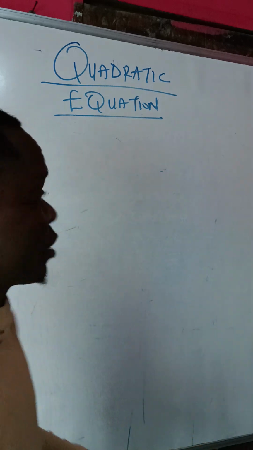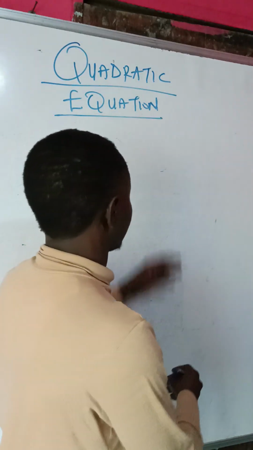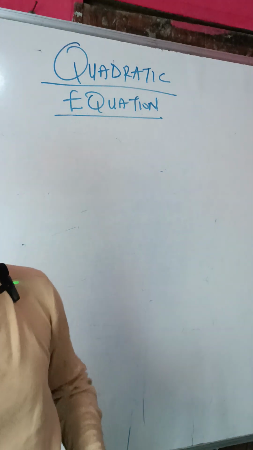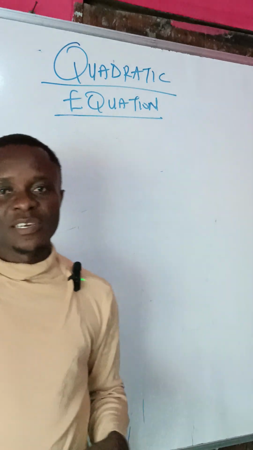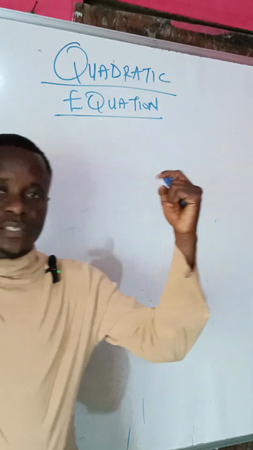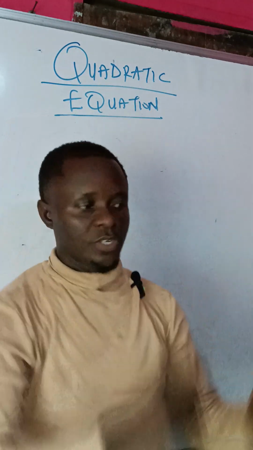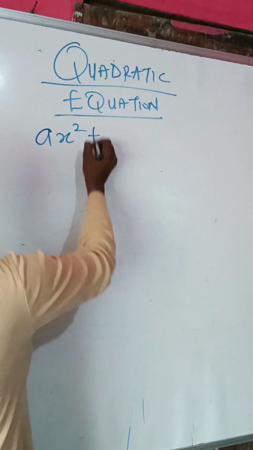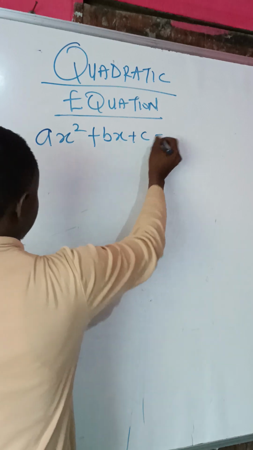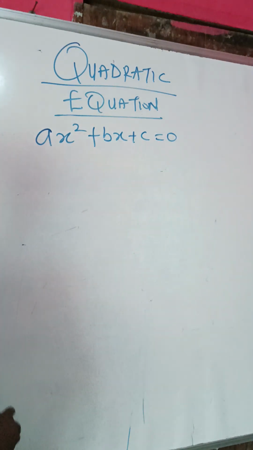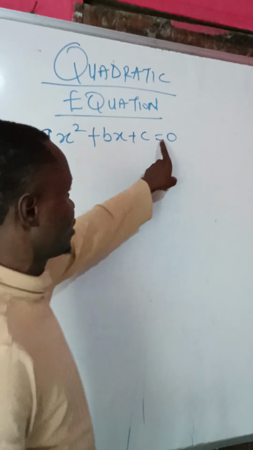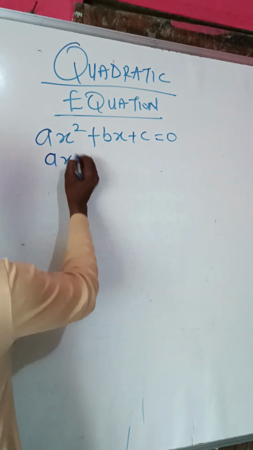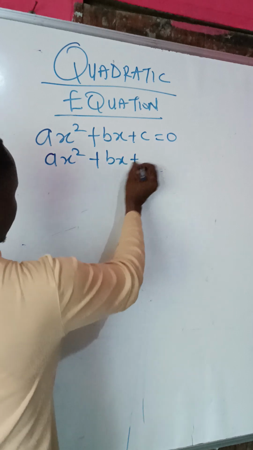Based on request, I want to start a series on quadratic equations. You must understand that a quadratic equation is an equation whose highest power is 2. It is always in this form: ax squared plus bx plus c equals 0. And what makes it an equation is this equal sign. It will be an expression when you have it as ax squared plus bx plus c.